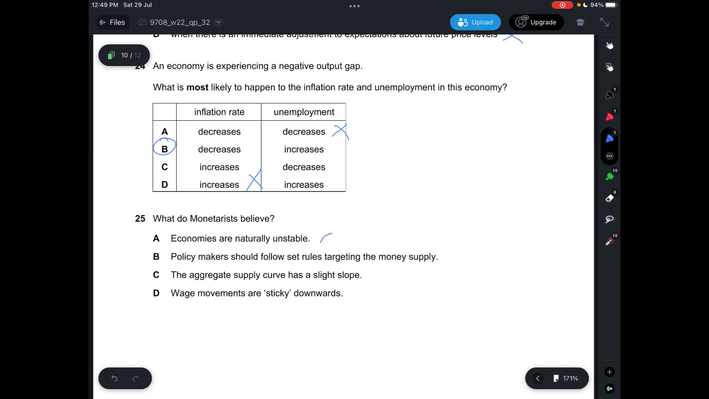No, this is not what they believe in. B, policymakers should follow set rules targeting money supply. Yes, this is the answer. And C, the aggregate supply curve has a slight slope. It's not a slight slope.